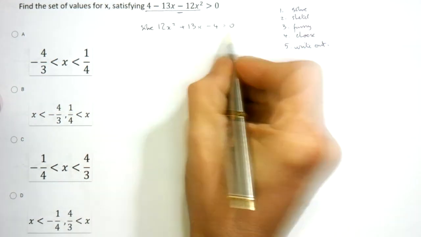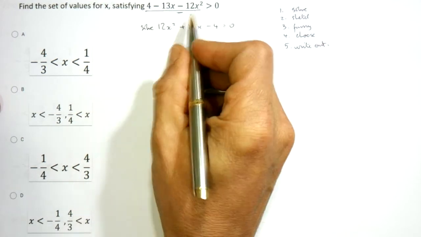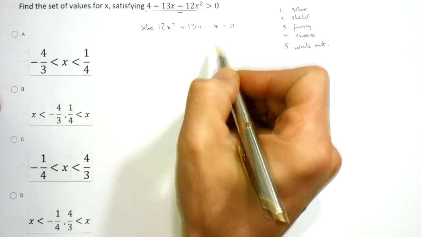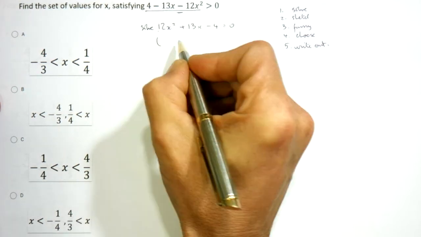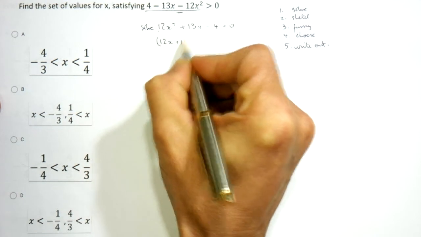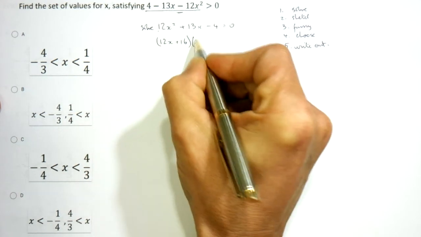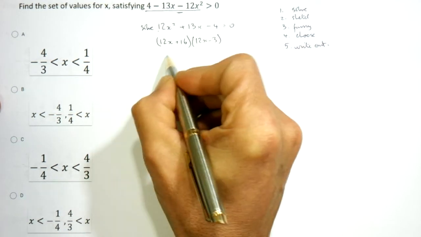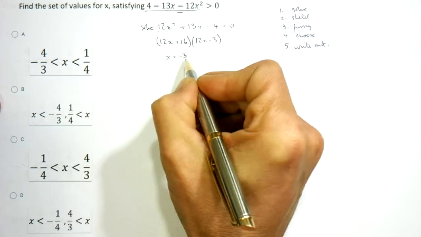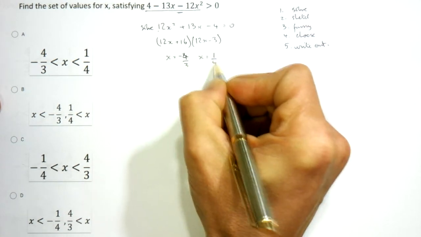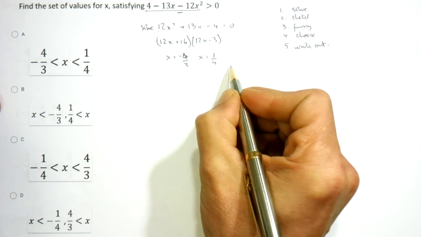Okay, so solving this one. Most of these will factorize, and this one is no different to that. 12 4s are 48, with the difference of 13 is 16 and 3. So 12x plus 16, 12x minus 3. These solve to x is equal to minus 3/4, minus 4 over 3 even, and x is equal to 1/4. Okay, so those are our roots.